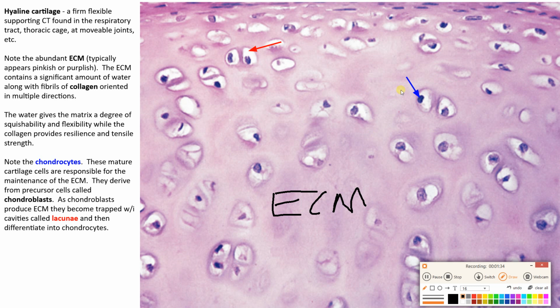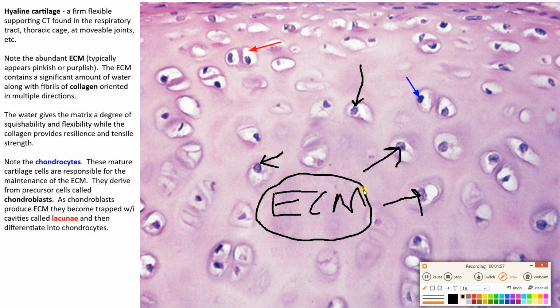Now I see cells here. The blue arrow is on a cell. There are lots of these cells. They are called chondrocytes. They are mature cartilage cells, and to be honest, they don't do too much. They maintain the extracellular matrix, but that's about it.